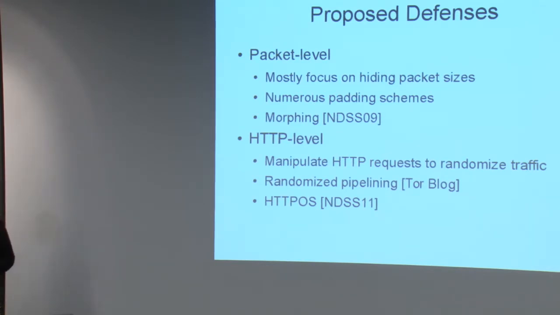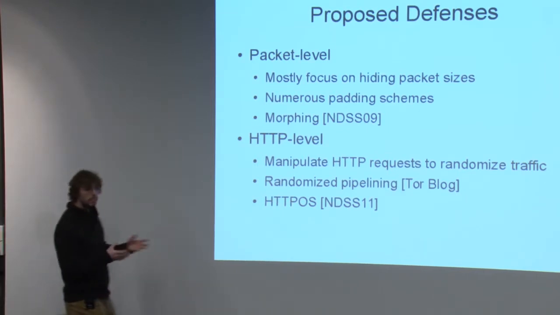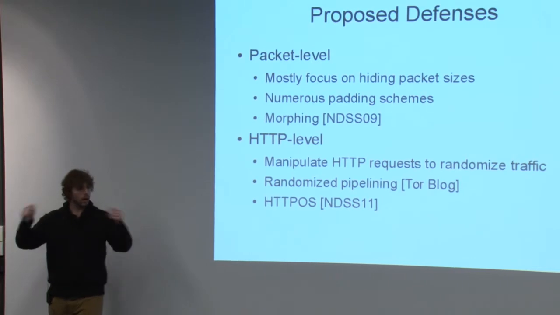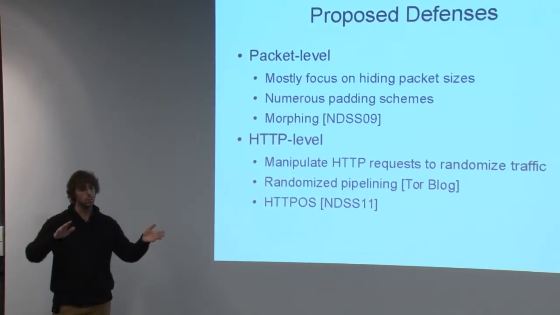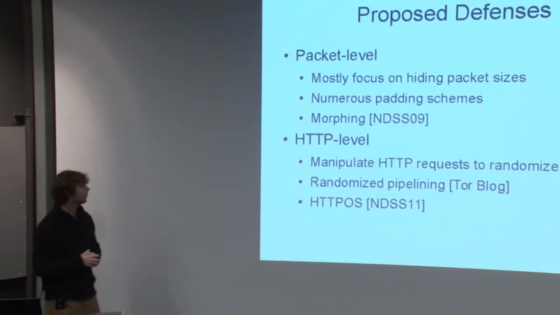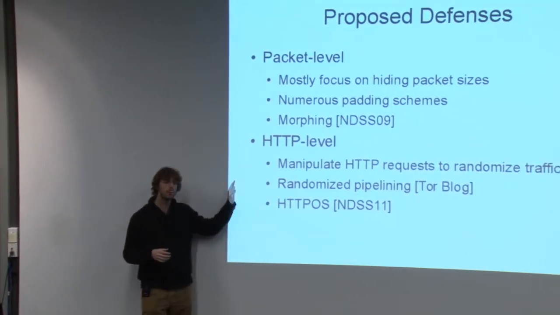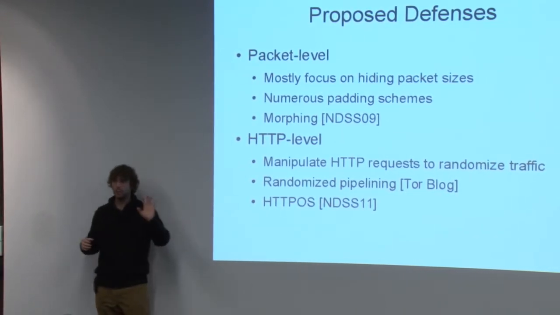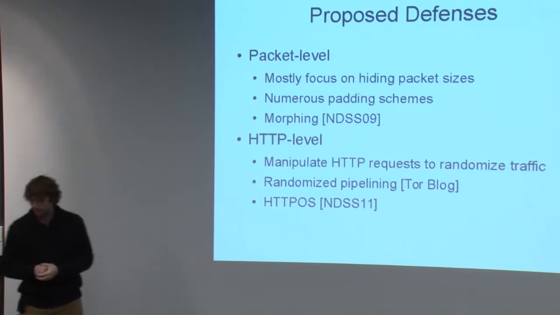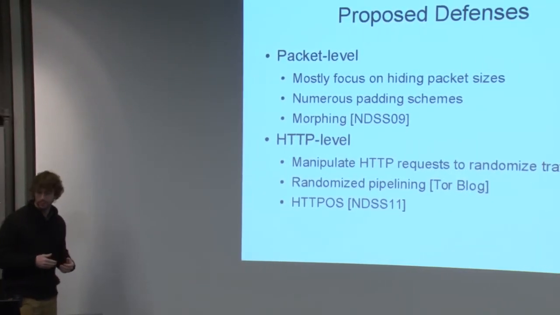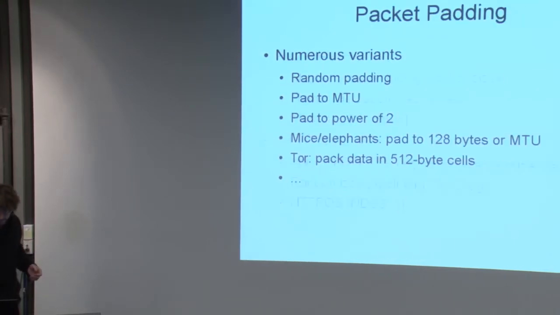Most defenses focus on packet level features, and mostly sizes. A lot of defenses that have been proposed were about padding packets out so they all had the same size, or some other scheme like that. There's another one called morphing that I'll describe briefly. There's a few defenses that operated at the HTTP level. They tweaked the sequence of requests and responses from the browser to try to hide what website you were visiting, and I'll describe those as well.